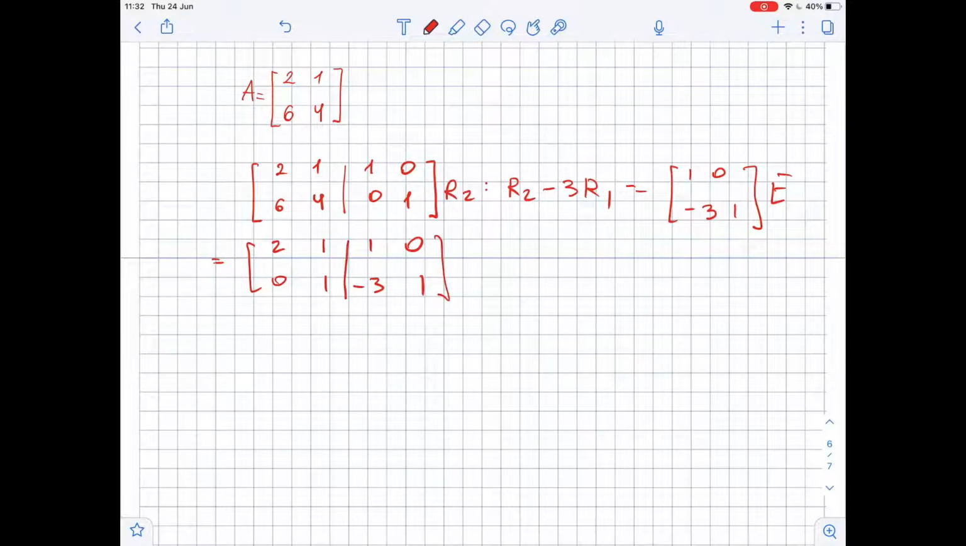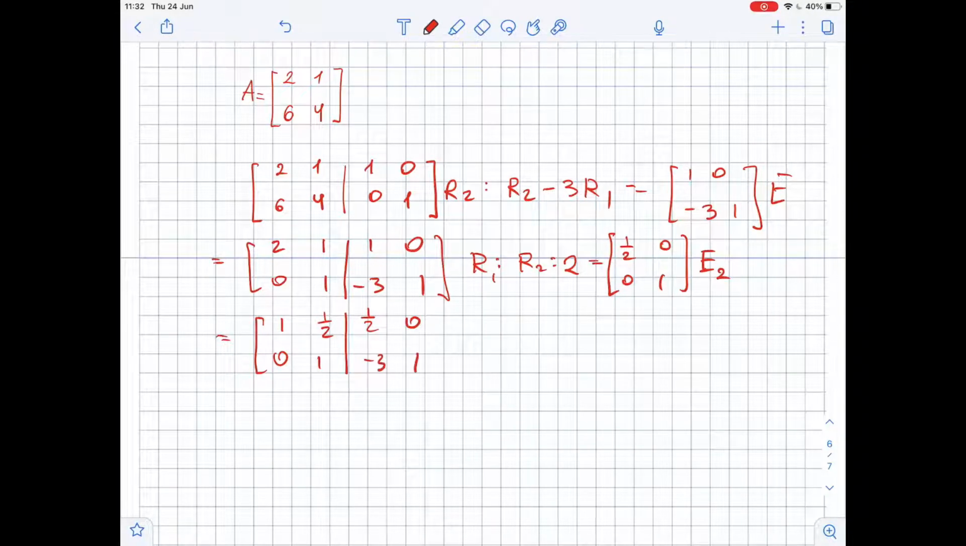Now we substitute row 1 with row 1 divided by 2, and we get 1 over 2 0 0 1 as elementary matrix 2. So here we get 1 over 2 0 1 1 over 2 0 negative 3 1.